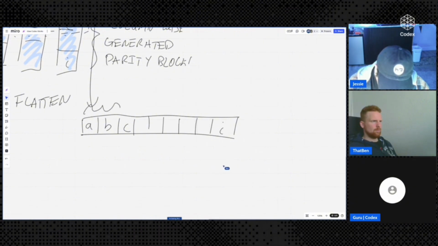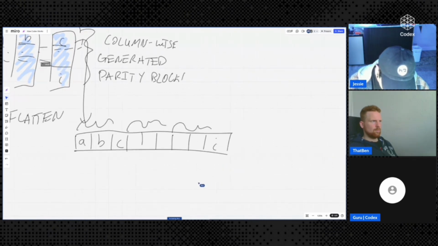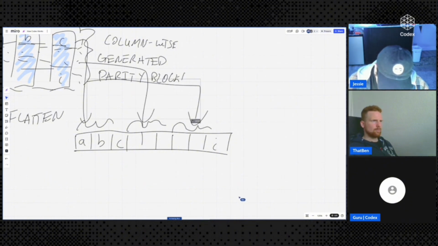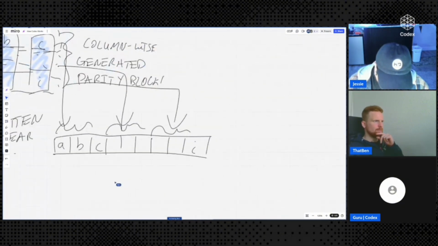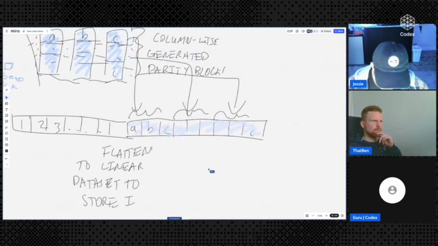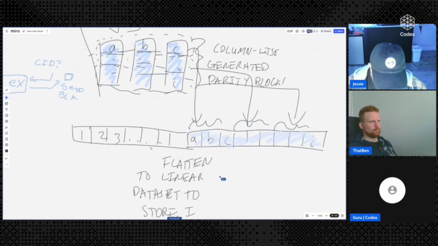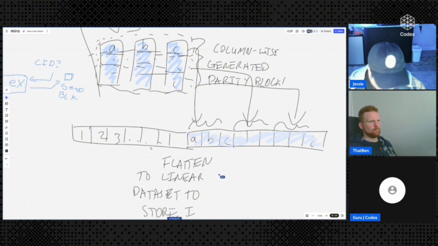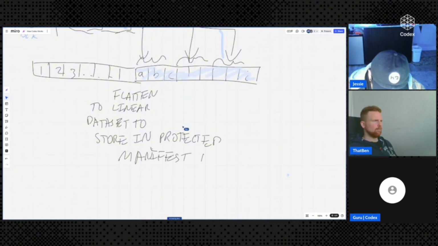So you have sets of 3 again. This is 1, and then this is this row, and this is this row. So this was this row, this is this row, and we flatten to a linear data set to store. The light blue is represented by the erasure coded parity blocks, and the ones that are white are the original blocks that were chunked. And we flatten to a linear data set to store in the protected manifest tree, right?